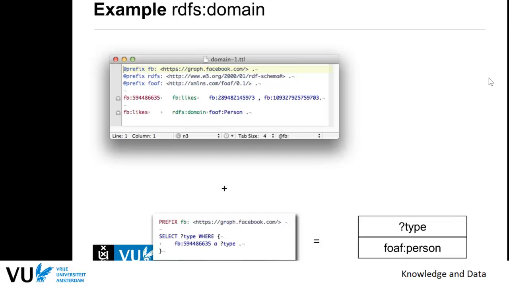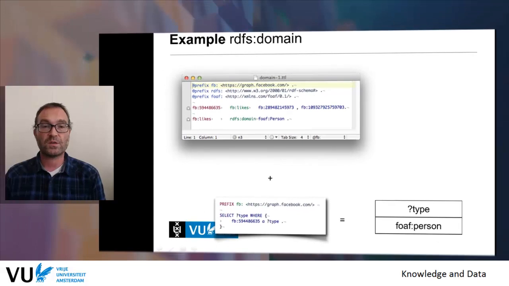The last example is making use of the domain information. So we have someone who likes many things, and basically the restriction that we can give is that everything that is in a subject position of the likes relation must be a person. So then the question is, if we see this object, 59448 6635, and we want to know what type it has, then we can automatically derive that it's a person, even though this is not directly specified in our little database. And this can be very useful again in general to find new information, but it can also be very important when you combine data sets.